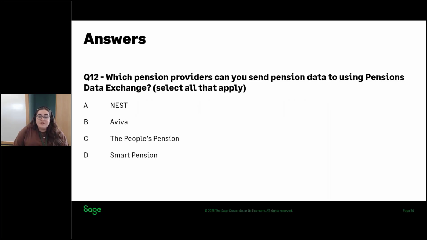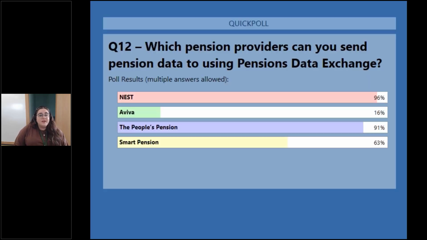And last question of this round then, question number 12. This was, which pension providers can you send pension data to using the Pensions Data Exchange? So let's see what you thought. Again, multiple answers for this one. Quite a spread for this one though, most popular answers being Nest and the People's Pension. And let's see what the correct answer was, sorry.